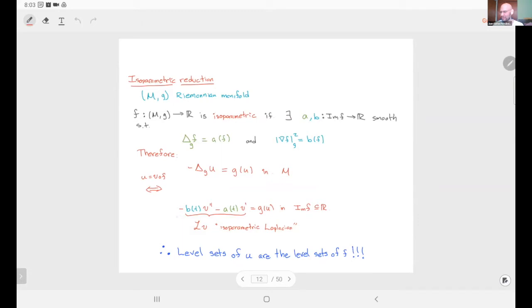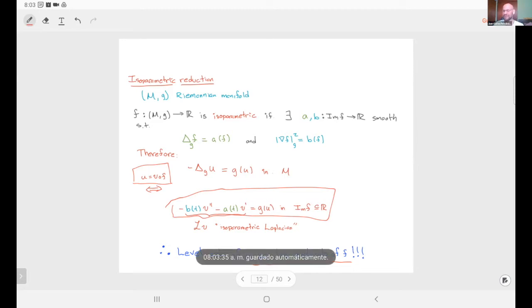And what we are looking at is that for the solutions to this problem, when we compose it with f, we're going to obtain that u is constant on the level sets of f. So it will be really important to understand the geometry of these level sets in order to get new kinds of isoparametric reductions, okay?